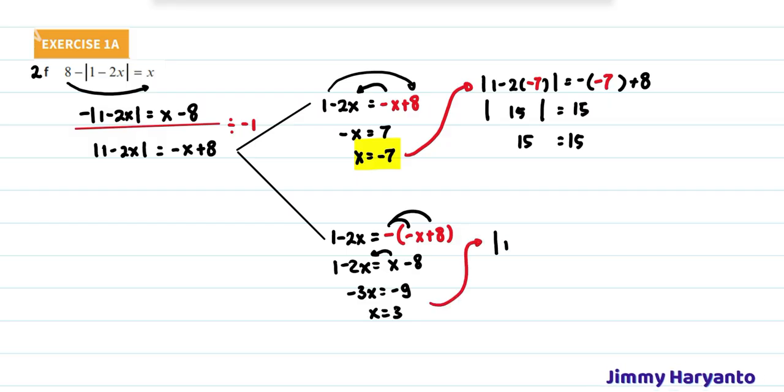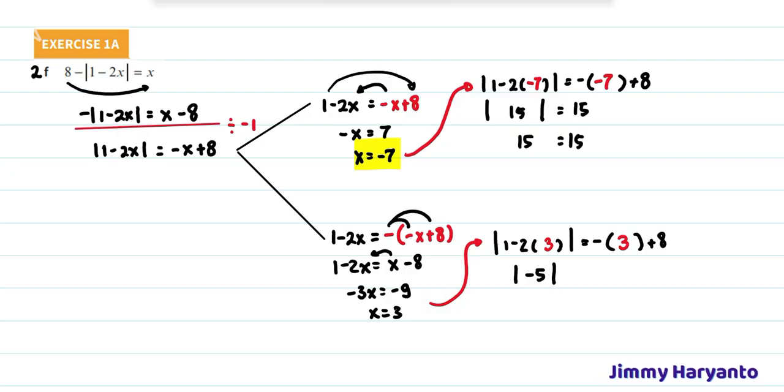You'll have 1 minus 2 times the x equals to negative x plus 8. So the x right now is 3. You'll just input it into the x. You'll have negative 5 right here and 5 right there. 5 equals to 5. Oh, they are equal. That means x equals to 3 is also a solution. So the final solution for this question is negative 7 and also 3.